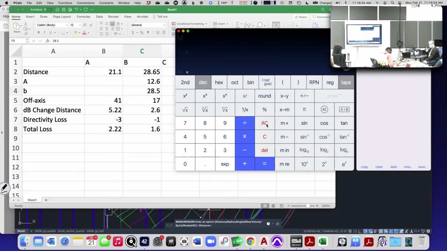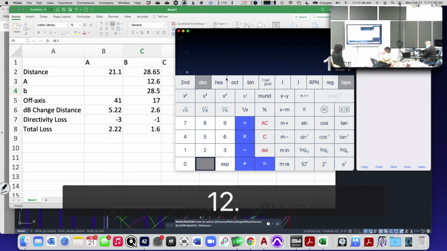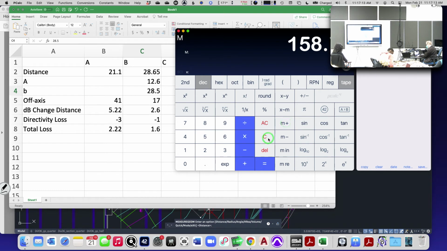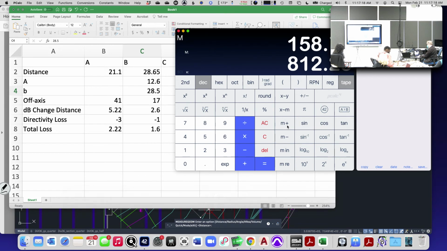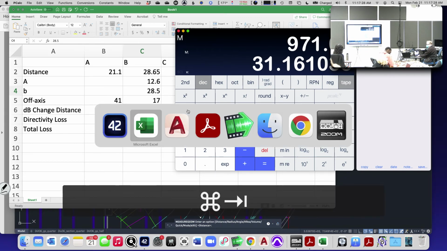Okay, but remember, I'm trying to teach you the hard way first so that you appreciate the easy way. So this is the hard way. Yes. Okay, so I got two values here. We're going to do 12.6 squared and 28.5 squared. I will sum those together, and then I will take the square root of that number, 31.16 feet. That's how far that seat is.